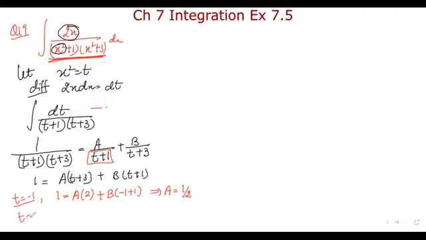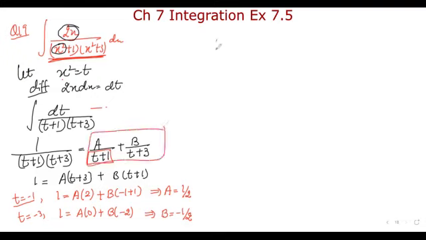When I put t plus 3 as 0, I will get t as -3. So a into -3 plus 3 is 0. B into -3 plus 1 is -2. So the value of b comes out to be -half. So we get both a as well as b. Now we will put the values of a and b and integrate here.